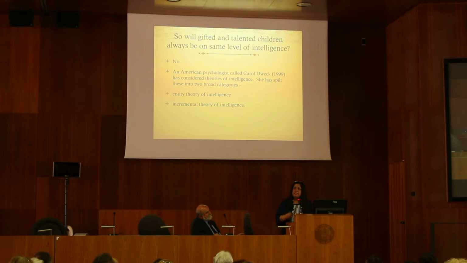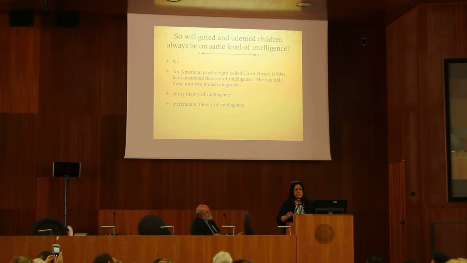So will gifted and talented children always be on the same level? Can a teacher say, oh, that child is gifted and talented, so now I don't have to do anything, the child is going to take care of itself? No, it does not happen like that. Psychologist Carol Dweck said there are 2 kinds of intelligences: entity theory of intelligence and incremental theory of intelligence.